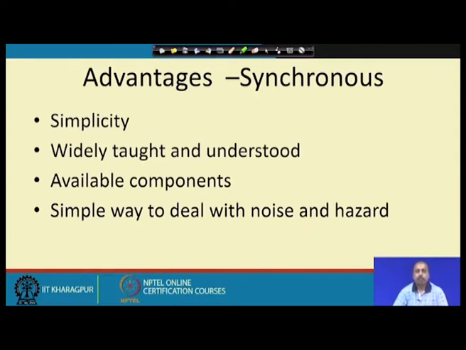Available components: there are many chips which are synchronous in nature. They are realizing some sequential circuits which are synchronous in nature. So, that is why we go for that.